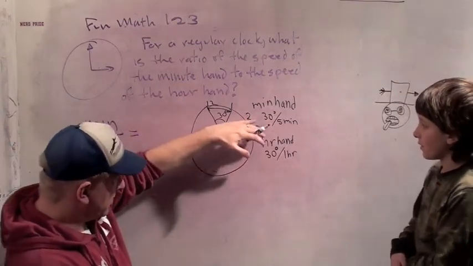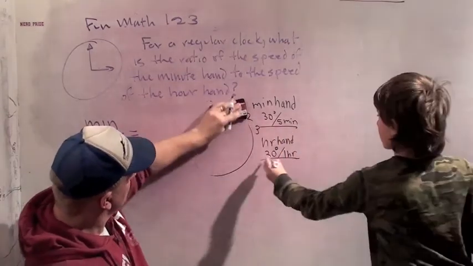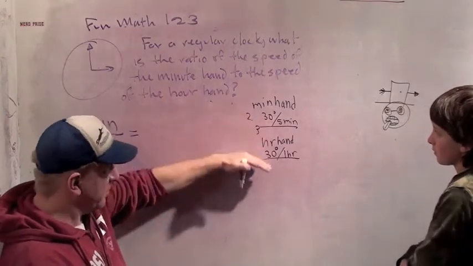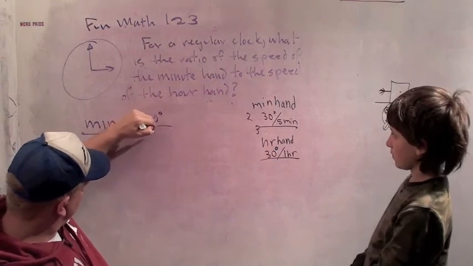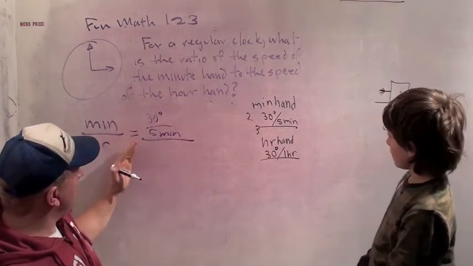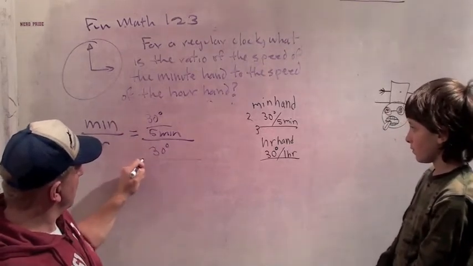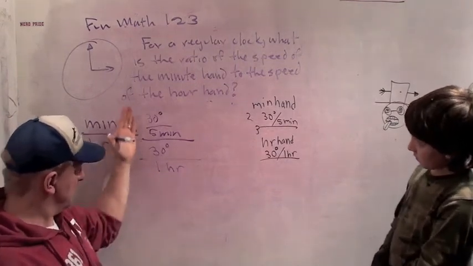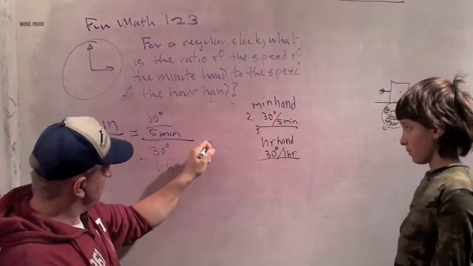Well, you use what you wrote. You don't need to make it more complicated. So you're going 30 degrees in 5 minutes. Okay, so you have a good solution here. 30 degrees over 5 minutes is the speed of the minute hand, and now the hour hand is going 30 degrees divided by 1 hour. Now this doesn't look simplified, right? Yeah. But let's see what happens.